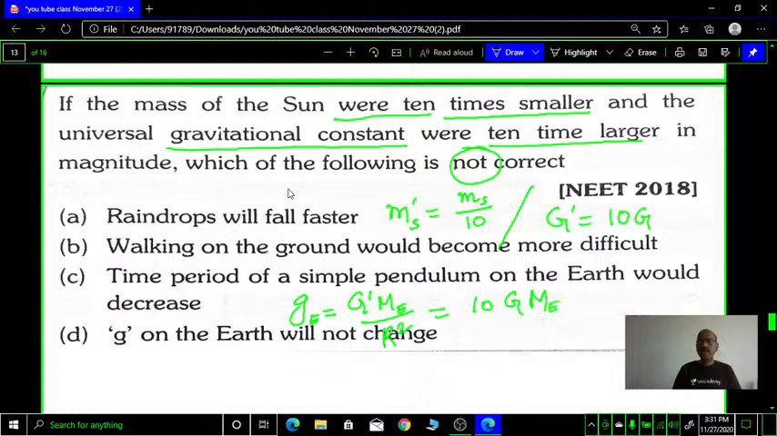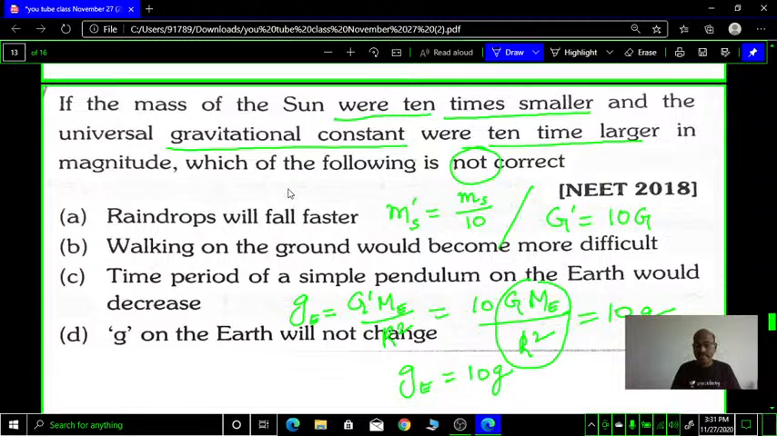Mass of the earth by R square. That equals 10 times GM by R square, which is small g. So keep that, the raindrop will fall faster. Small g, the gravitational acceleration due to gravity on the earth, equals 10 times the original gravity. So the raindrop will fall faster, and walking on the ground would become very difficult.